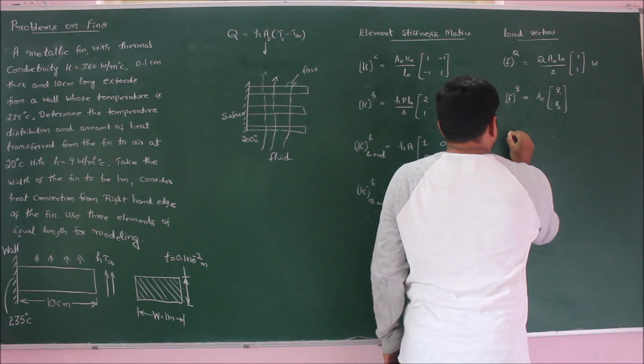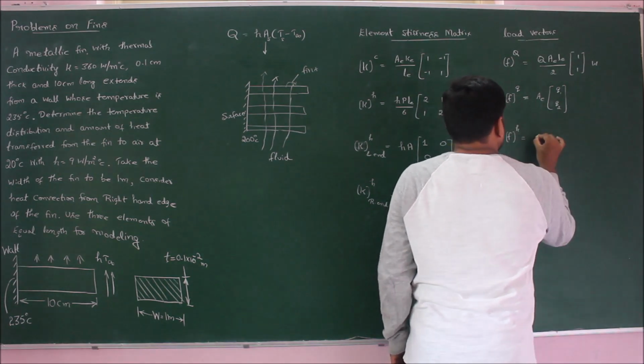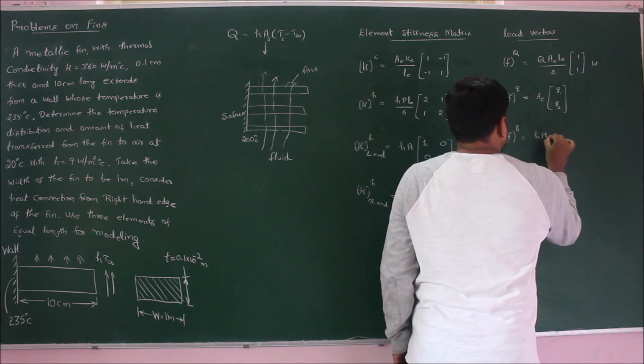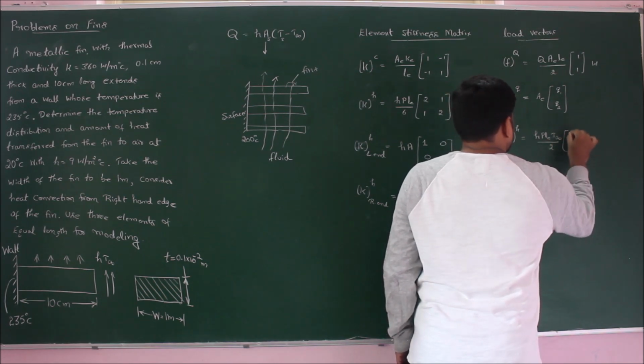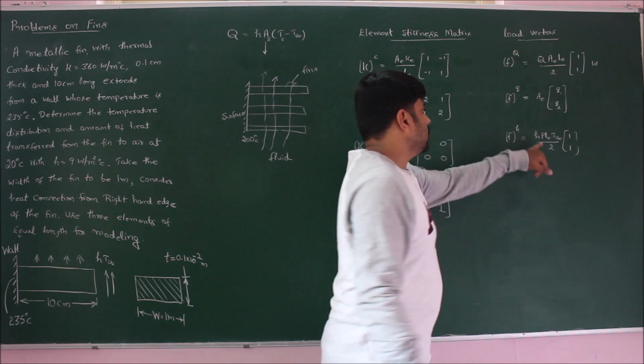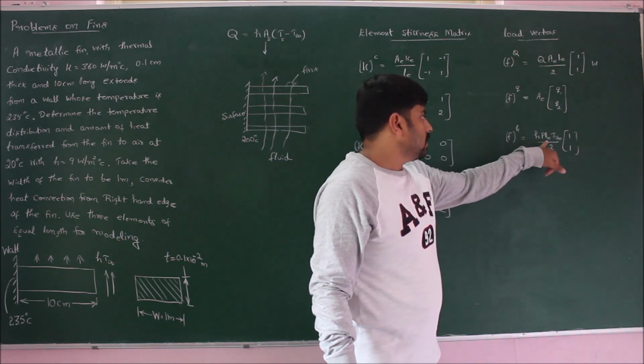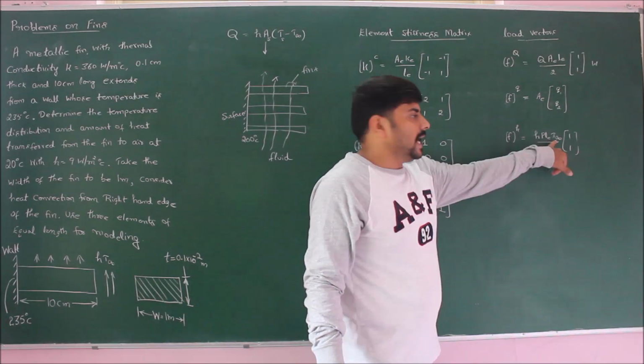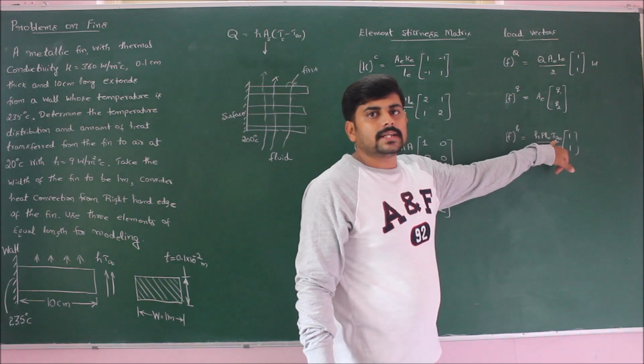Coming to the load vector due to surface convection, it will be given by h P L_e T_infinity / 2 times the vector [1; 1], where h is convective heat transfer coefficient, P is perimeter, L is length and T infinity is ambient temperature.